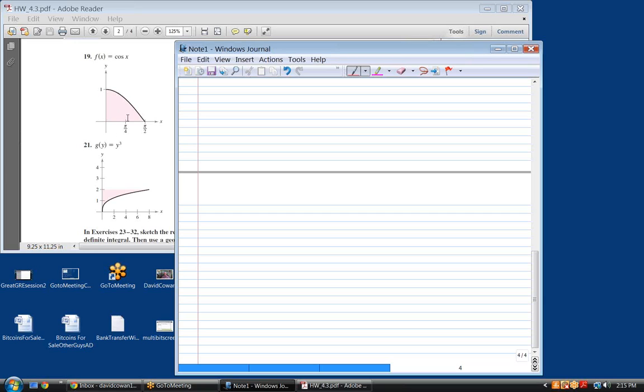So, what's the area under this curve? So we'd integrate cosine x, but I'm not sure what the minimum and maximum would be. It's always this point to this point on the x-axis. So we would have 0 to pi over 2?